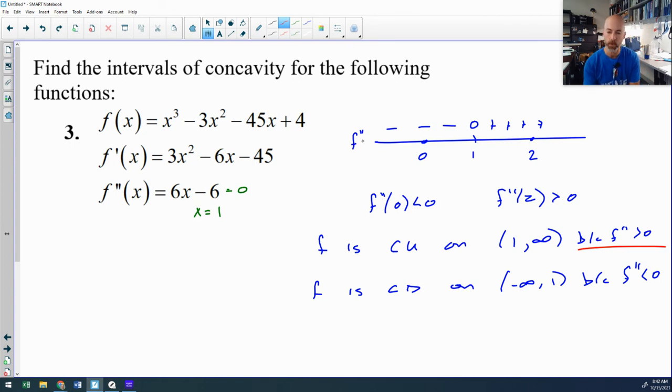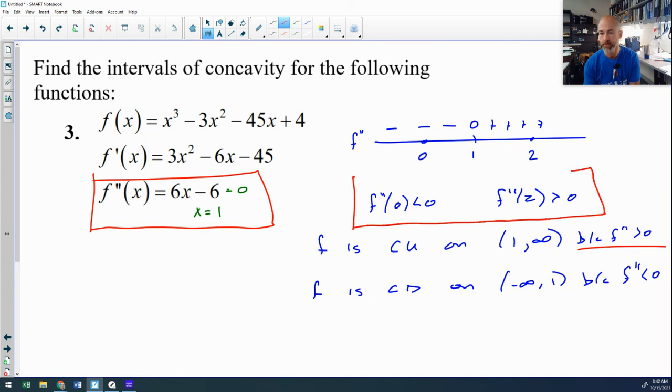And again, the work that supports that claim is not the number line. The work that supports that claim is where you found the hypercritical number and then you tested the intervals that are created by that hypercritical number. That's your supporting work for the statement that f double prime is positive and also for f double prime is negative.